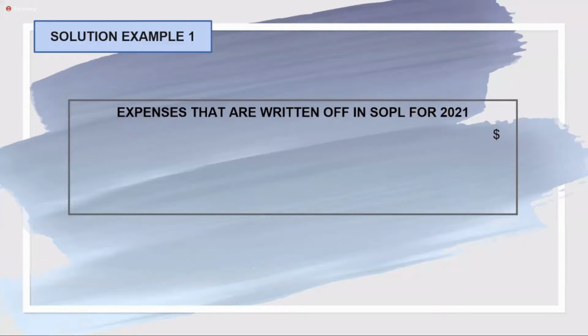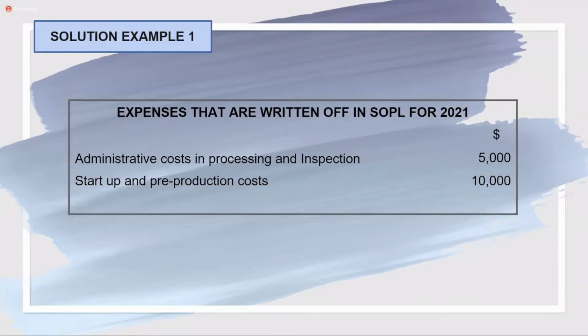Okay, expenses that are written off in SOPL. Okay, admin cost tadi dengan startup cost. The company already incurred the cost. So kalau kata tak masuk dalam initial cost, di mana nak letak? Duitnya sudah keluar. Mesti kena record. Okay, so we'll put in the statement of profit or loss. Okay, there will be the two items. Admin cost and also the startup cost of 5,000 and 10,000.